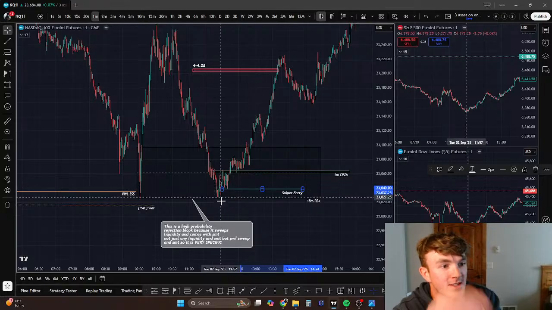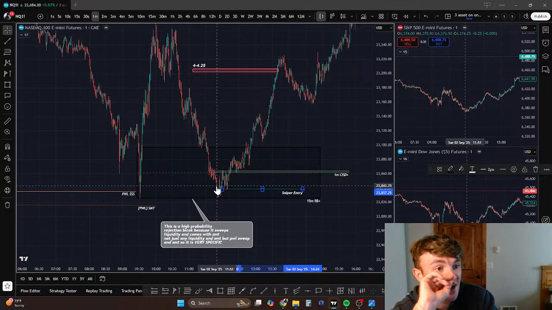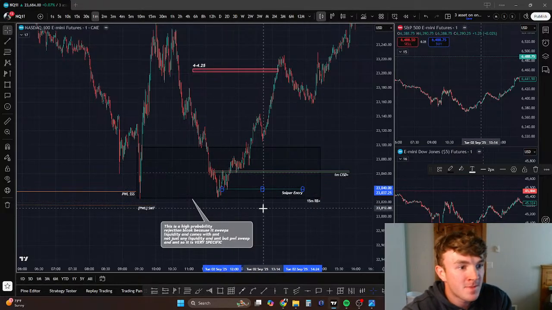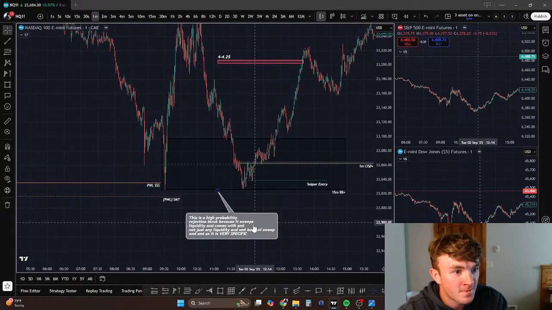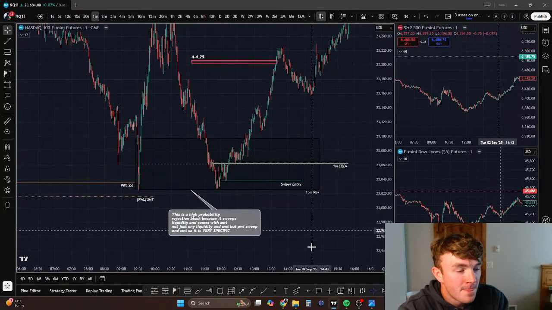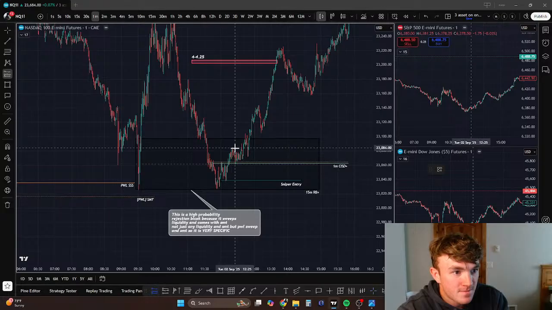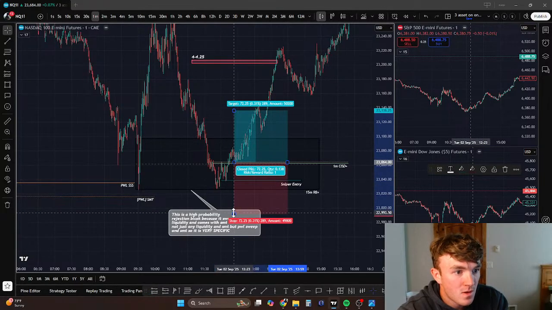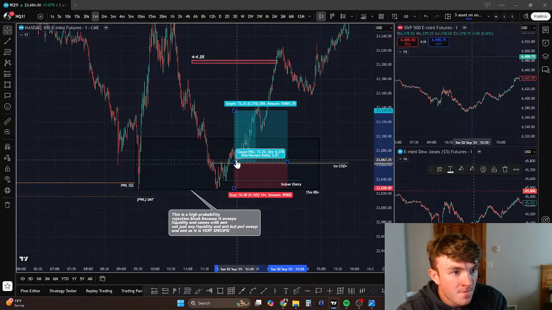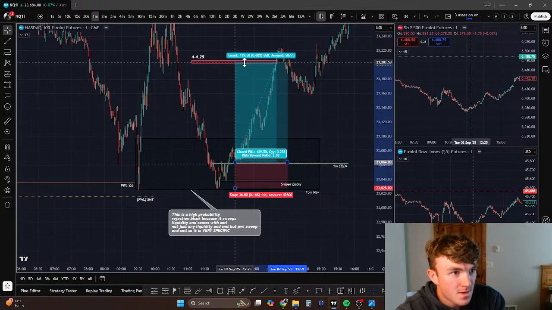So what's a sniper model entry? It's basically OTE of the manipulation leg of the market maker model. And it's going to be very, very precise. So, up to that fourth.